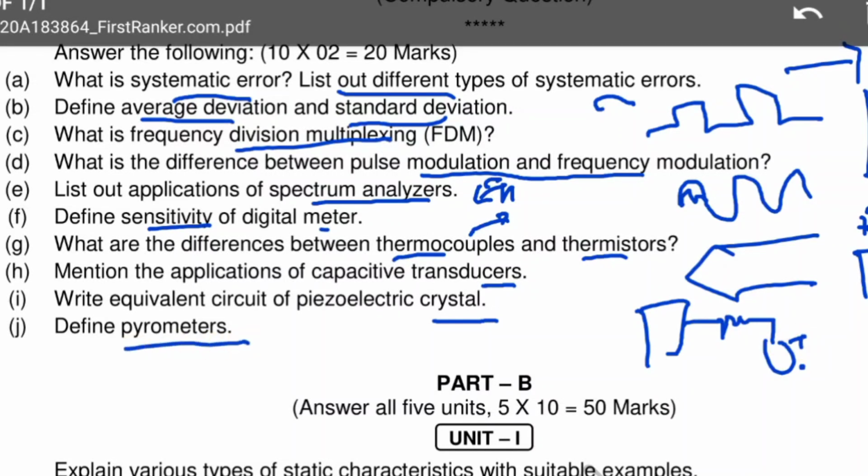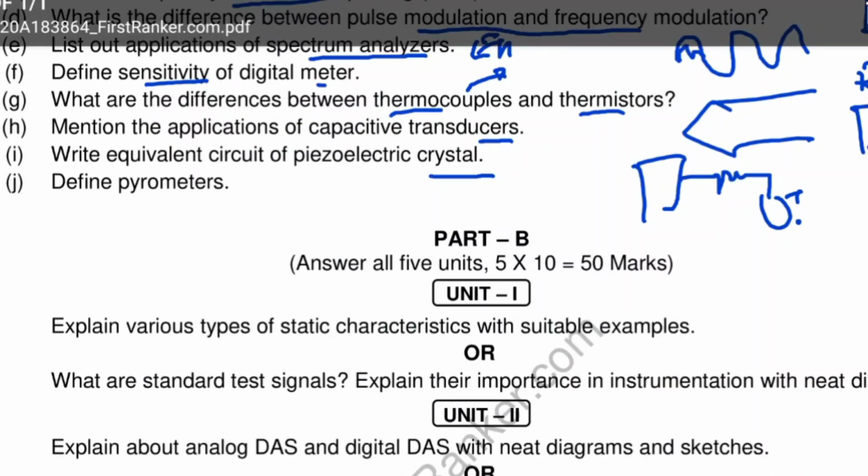Define pyrometer. The purpose of a pyrometer is to measure temperature. Pyrometers work without direct contact with the body. By radiating some light, it will measure the temperature. For example, the fever of a person can be measured without touching the person. In COVID situations, we used pyrometers to measure temperature by radiating outwards.